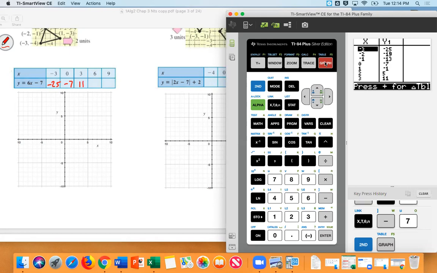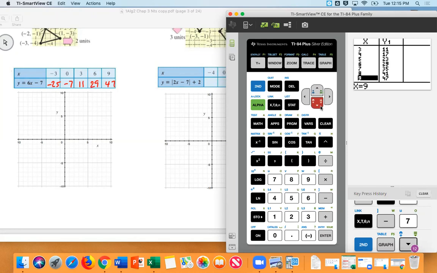Now I need 6 and 9, so I'm going to scroll down. So 6 is going to be 29, and 9 is going to be 47. Now, what if your graphing calculator ran out of batteries? So what do I do?